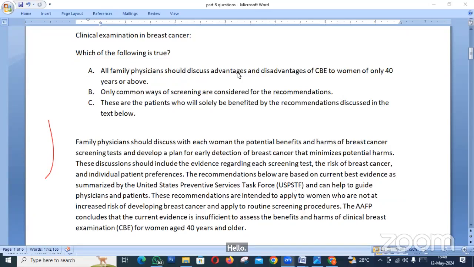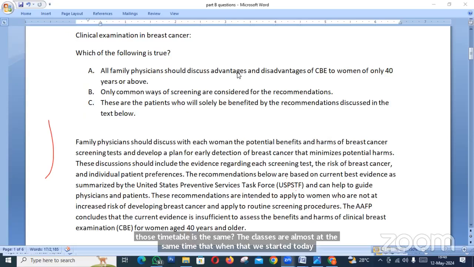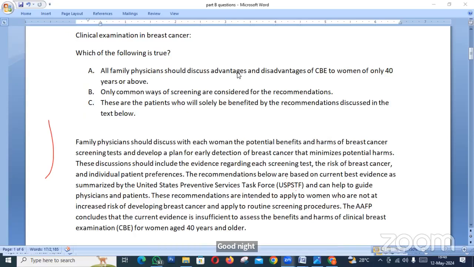The class is almost at the same time that we started today, at 9:30. Yeah, almost. The timing is almost the same. It can be 10 minutes before or 10 minutes after, that is not a problem. But I didn't take the class 2 or 3 days ago because I was busy. Otherwise, I will try to take it daily.